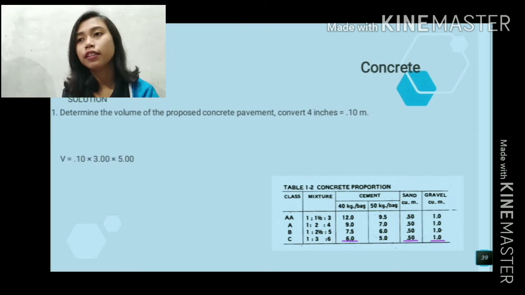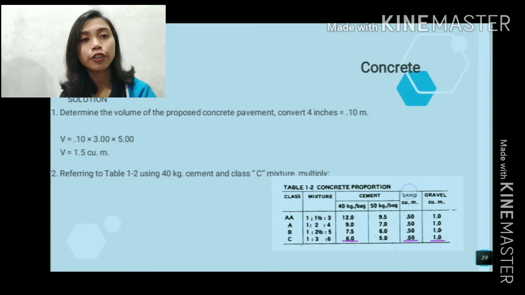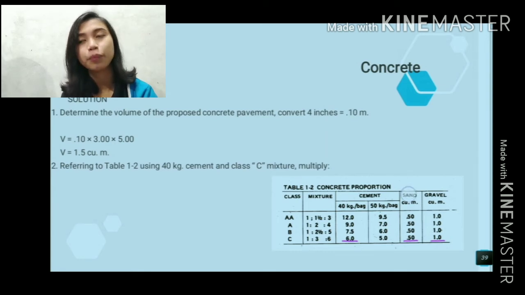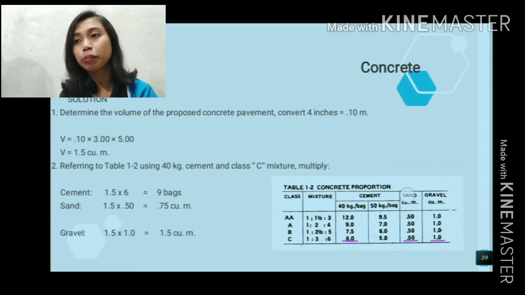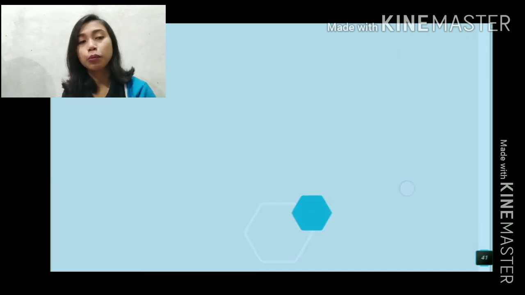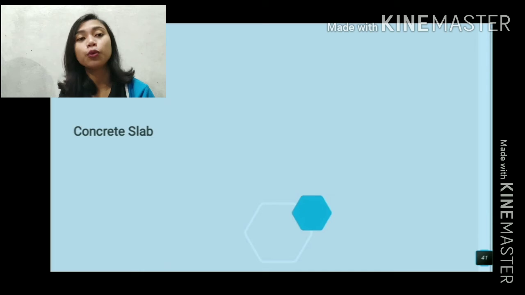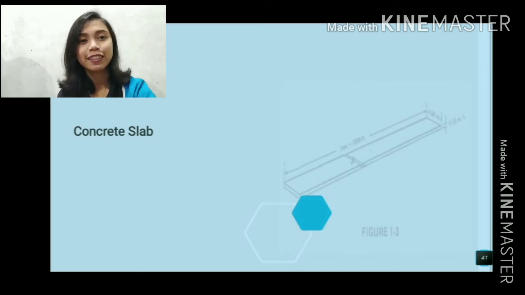Number 2, next we'll refer to Table 1-2, which is the concrete proportion using 40 kg cement and Class C mixture. In cement, we'll multiply the volume 1.5 cubic meters by 6, which is equal to 9 bags. In sand, multiply 1.5 by 0.50, that is equal to 0.75 cubic meters. And in gravel, multiply 1.5 by 1, which is equal to 1.5 cubic meters.